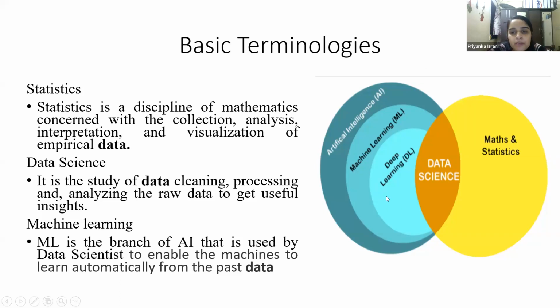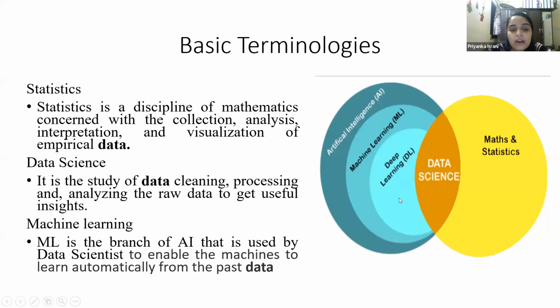Then there is deep learning. Between deep learning and machine learning, there is a very slight difference. In machine learning, generally, we are dealing with structured data. Structured data means data in the form of an Excel file, having columns and rows. When we are dealing with such data in a structured, table format, we say it's machine learning.